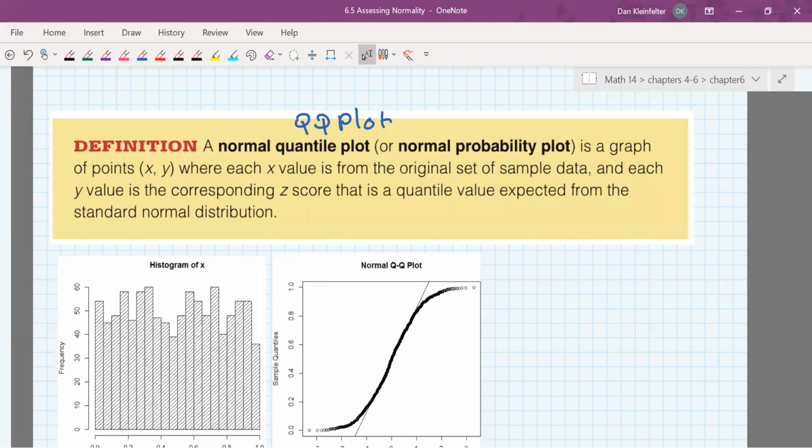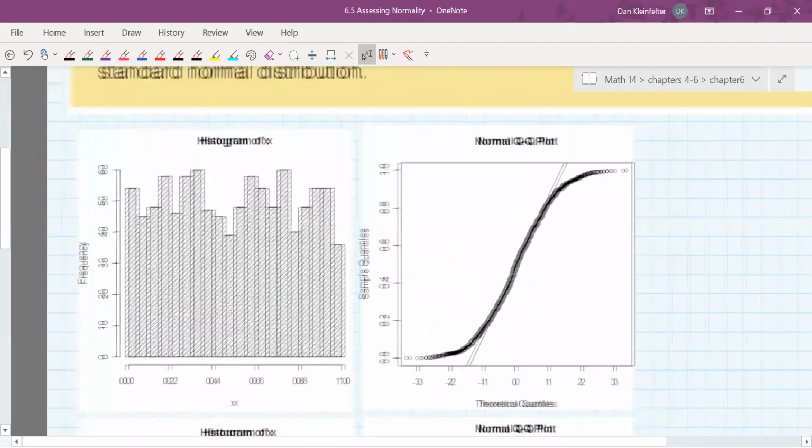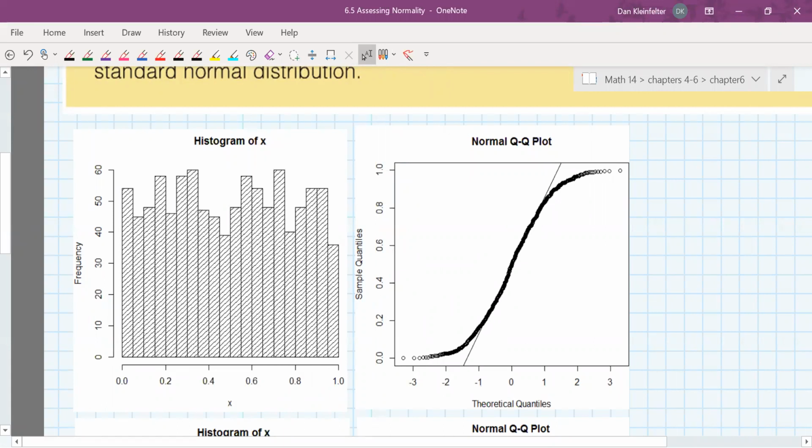Okay, so here's an example of one. Shown to the left is just a set of data that's not really bell curve at all. And to the right is a normal QQ plot for it. Actually, the software I used to generate this one has the sample data on the vertical axis and the Z-scores on the horizontal axis, but that's okay. We have this kind of curve shape, which is the actual QQ plot, and along with it, the software has plotted a line of best fit.